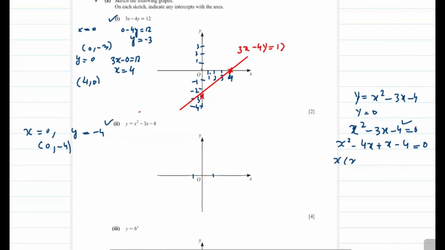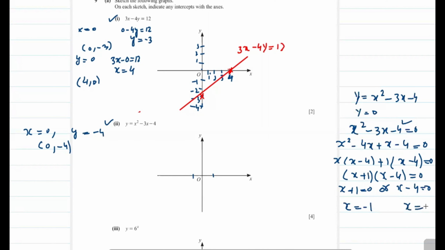Now we take a common factor, that is x minus 4, and plus 1 as a common, x minus 4 equal to 0. Therefore, x plus 1 into x minus 4 equal to 0. We can write x plus 1 equal to 0 or x minus 4 equal to 0. The values will be x equal to minus 1 and x equal to 4. The coordinates of these points will be minus 1, 0 and 4, 0. Now we mark the points here.